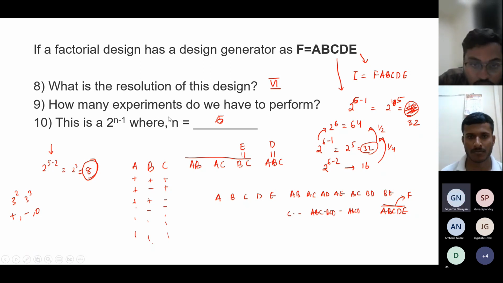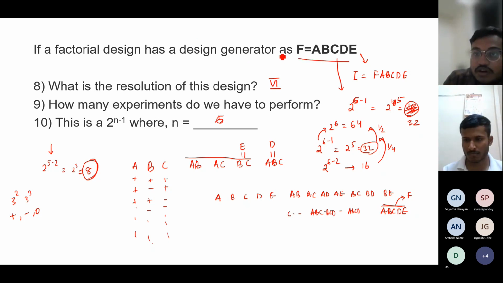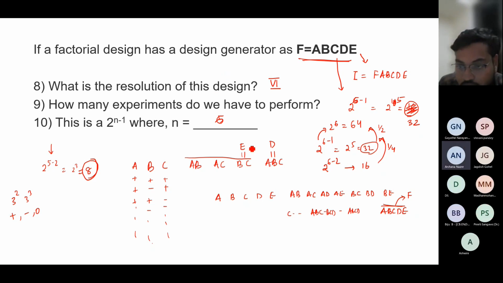Can you hear me? Resolution for 2^6 - 1 experiment is 5, isn't it? No, it will be 6. This is the 2^6 - 1 that we have calculated. The resolution will be 5, right? Should be 6. How?